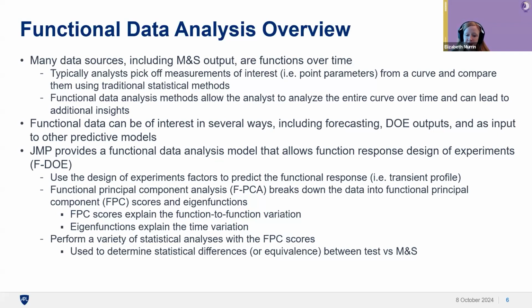Here, we're using our design of experiment factors to predict our response. So think those time curves or transient profile curves. And then we use functional principal component analysis, FPCA, to break down our data into functional principal component scores and eigenfunctions. So the FPC scores are going to explain the function-to-function variation, and then our eigenfunctions are going to explain our time variation. And then we're able to perform statistical analysis with those FPC scores so that we can determine if there's any statistical differences or equivalence between our test data and then our physics-based modeling and simulation.